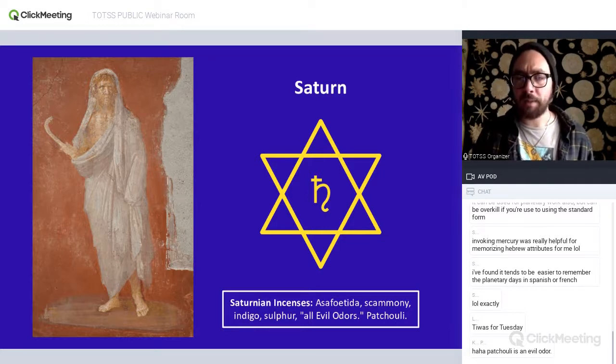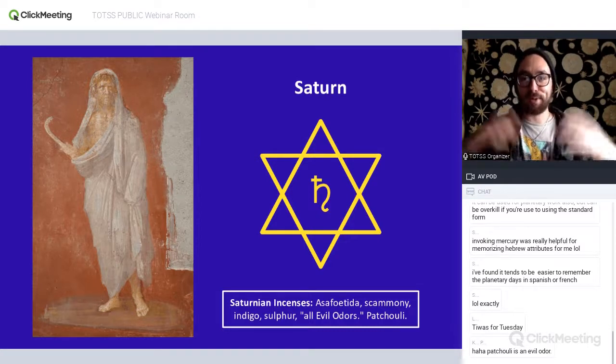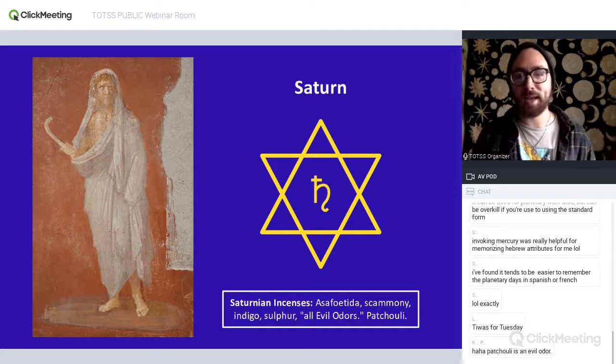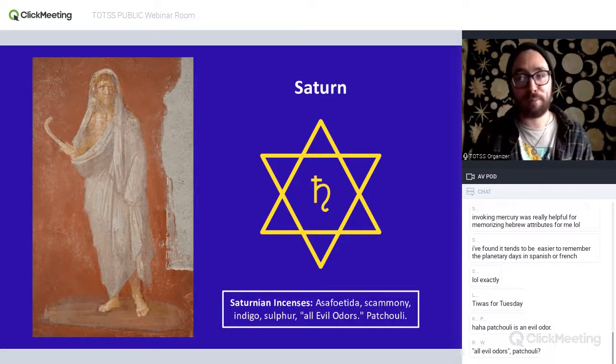I've never burned scammony. I'm not sure what it's like. I have used both sulfur and asafoetida, which are both really terrible scents. I mean, they're really appropriate for Saturn, but they're really awful. If you burn asafoetida on coals, your entire house will smell like asafoetida for days. I was putting up clouds of incense for days trying to get the scent out. It's really great for Saturn, but maybe not something you want to burn every Saturday.